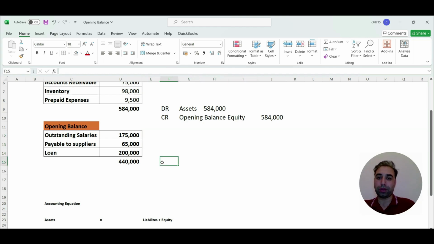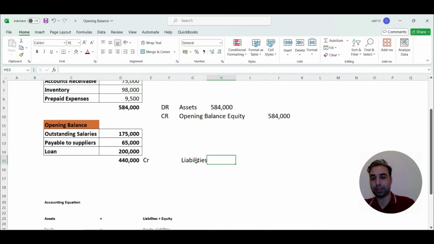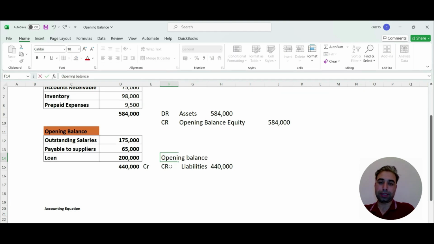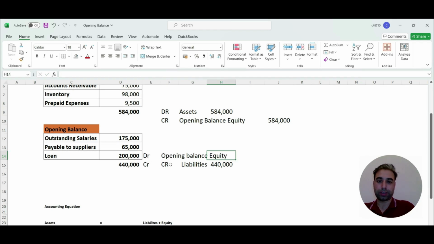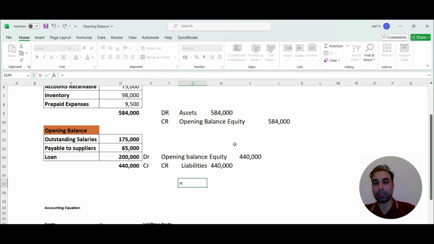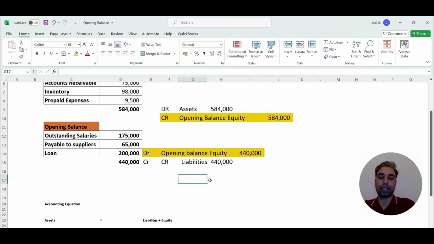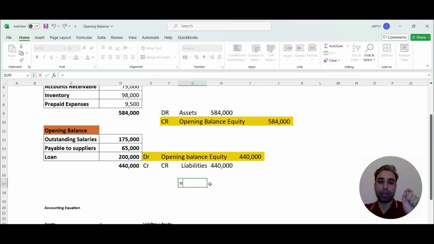So at the end, your liabilities will be credited with 440,000 and opening balance equity will be debited with 440,000. Now in the opening balance equity account, you have a credit balance of 584,000 and a debit balance of 440,000. So net at the end the balance of your opening balance equity would be 584 minus 440, which is 144,000.